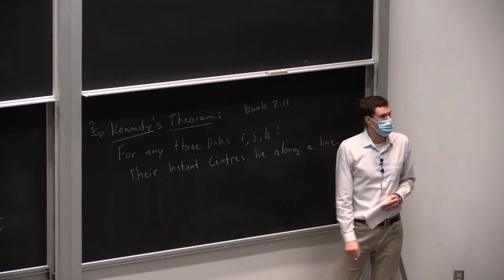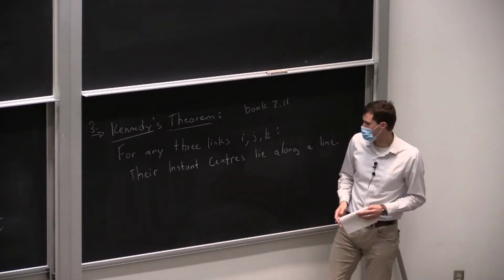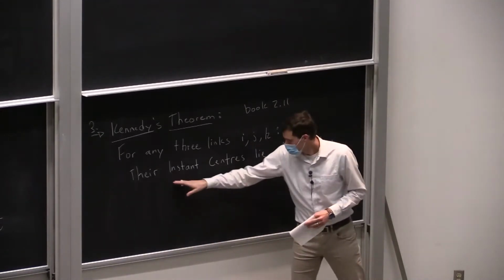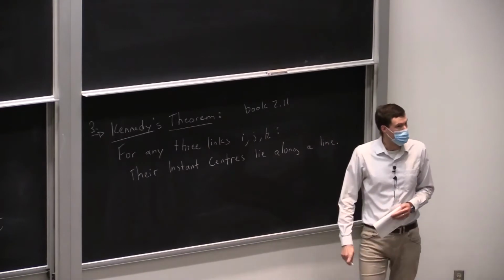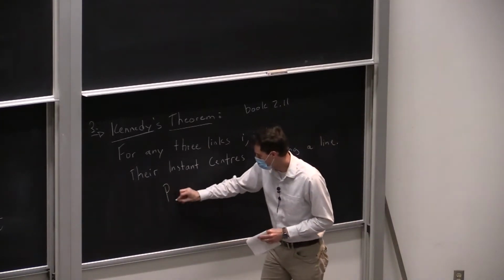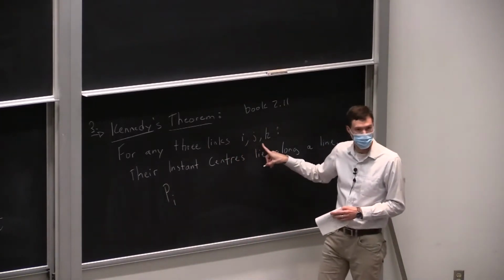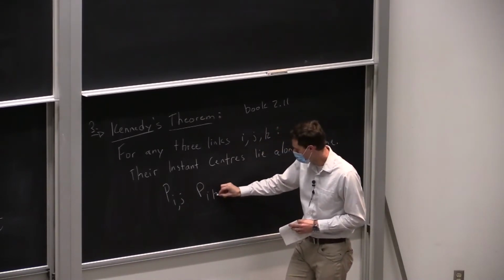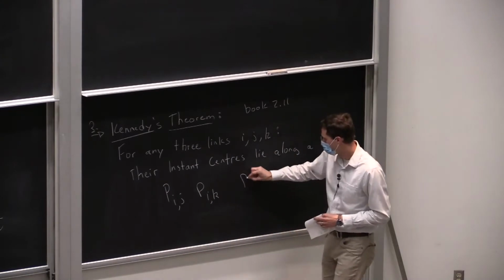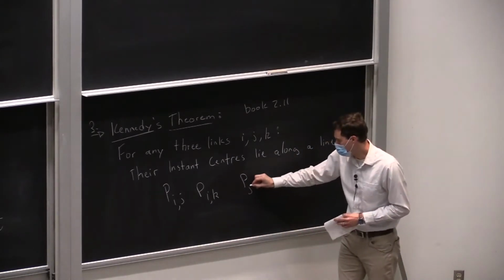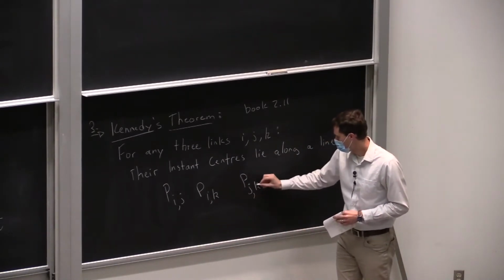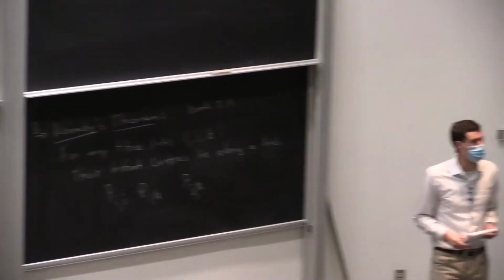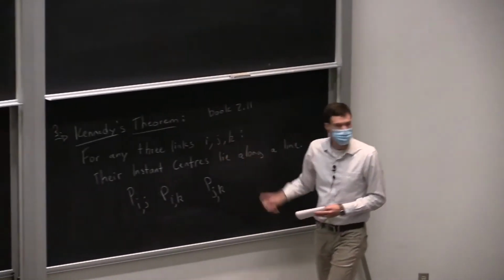Take any three links on your mechanism. Doesn't matter what they are. Any three links, i, j, and k, those are the numbers of the links. Their instance centers will lie along a line. And those instance centers are just every combination of i, j, and k. So P_ij, P_ik, and the third one would be P_jk. Okay, so those are the three instance centers affiliated with those three links.